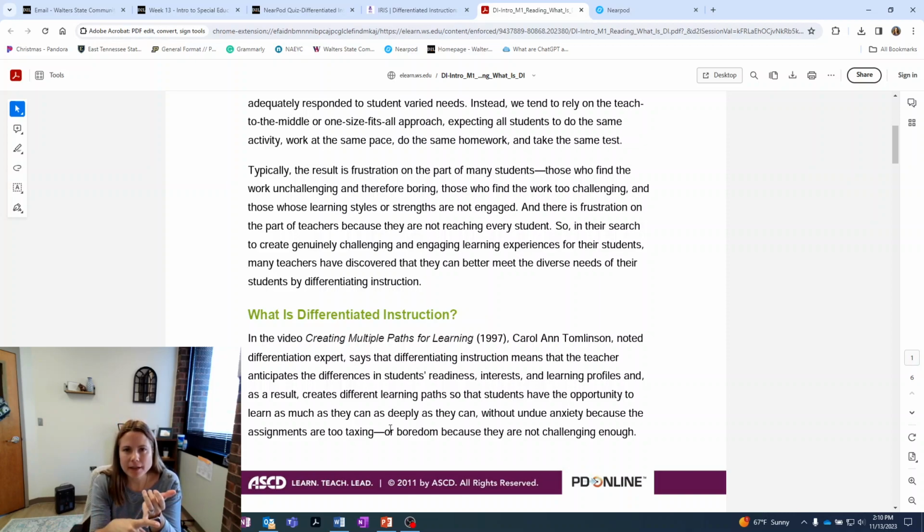We're looking specifically at their readiness, their interests, their learning profiles, and as a result, you're creating these paths of learning for them, right? We want them to learn as much as they can and as deeply as they can, but we don't want to overwhelm them and give them anxiety. We also want everything we're doing to be engaging. That's why specifically we're looking at their interest as well. So it can be challenging at first trying to engage learners, but this strategy can really help you meet the needs of your unique learners, especially those who even have exceptionalities in your classroom.